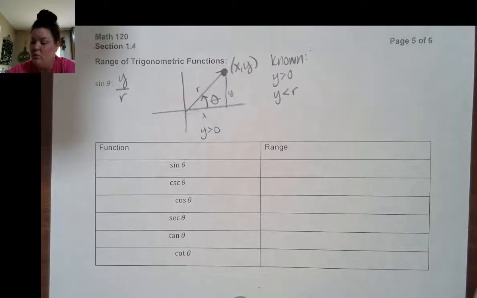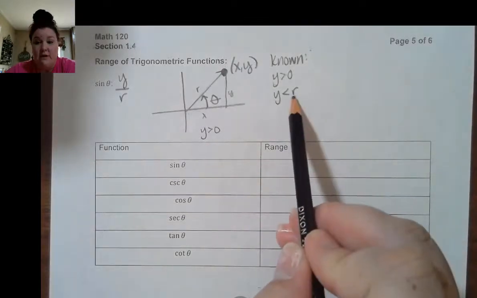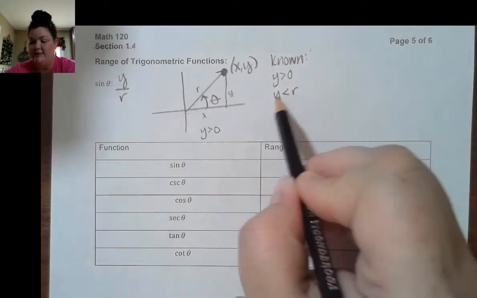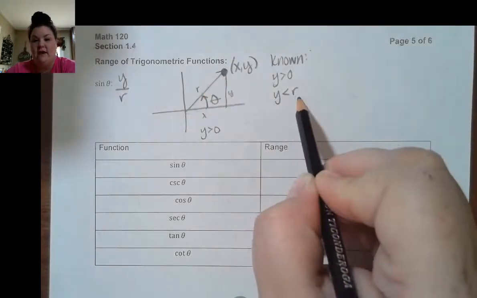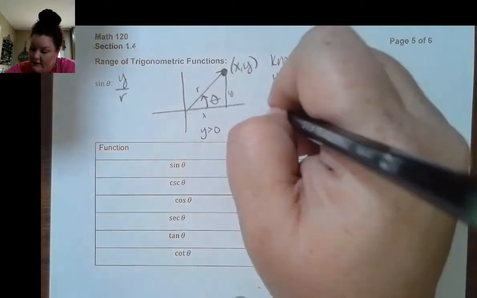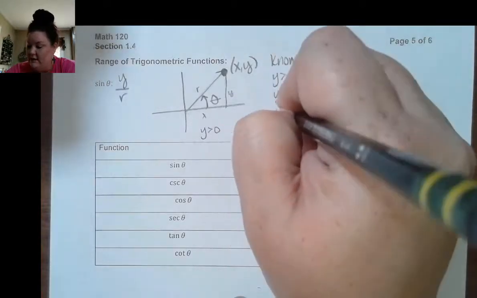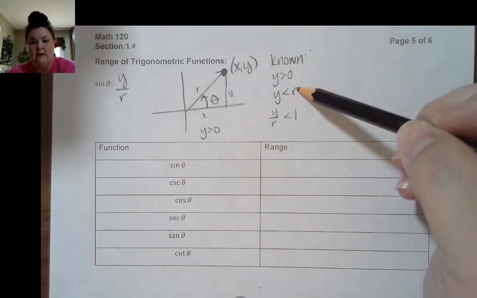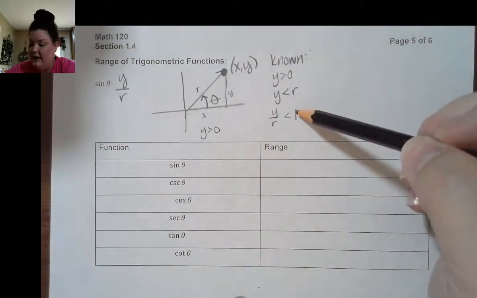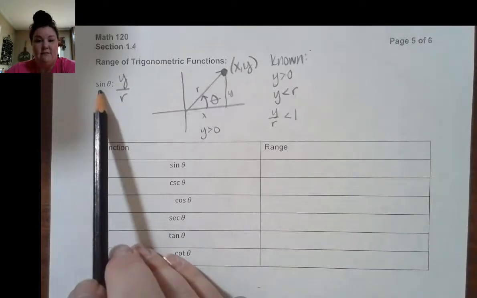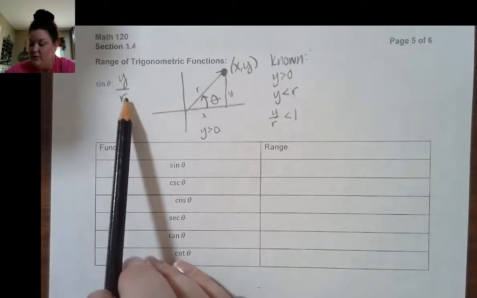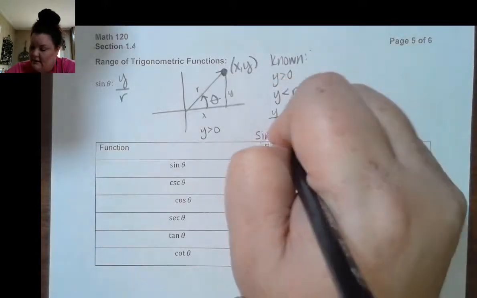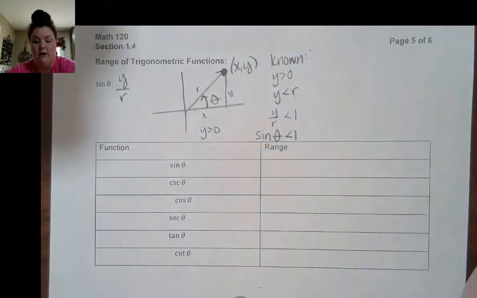So what if I took r, which is always positive, this distance is always positive, and I divided both sides by r? I end up with y over r is less than 1, because I would get r over r on this side, which is 1. And that's what we define sine to be: y over r is sine. So this tells us that sine theta has to be less than 1.